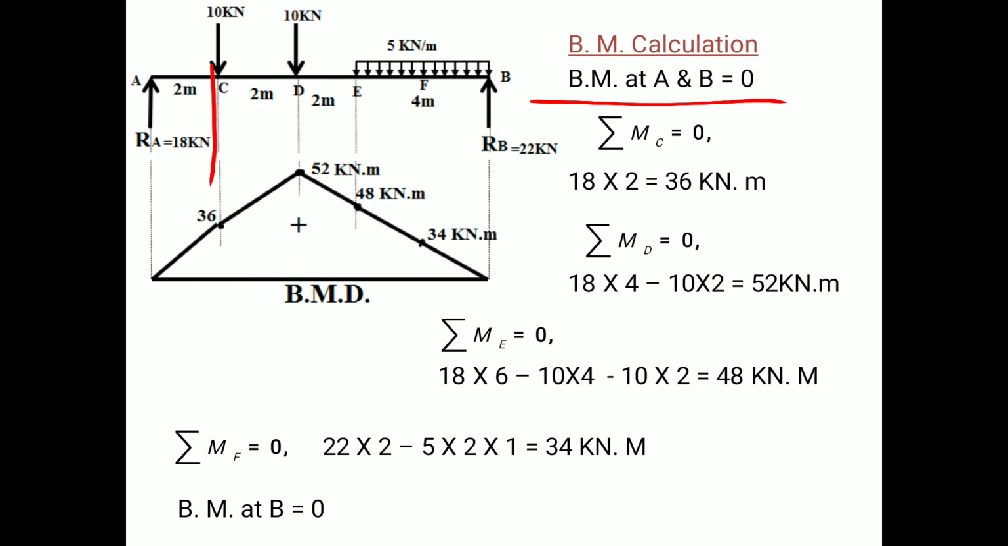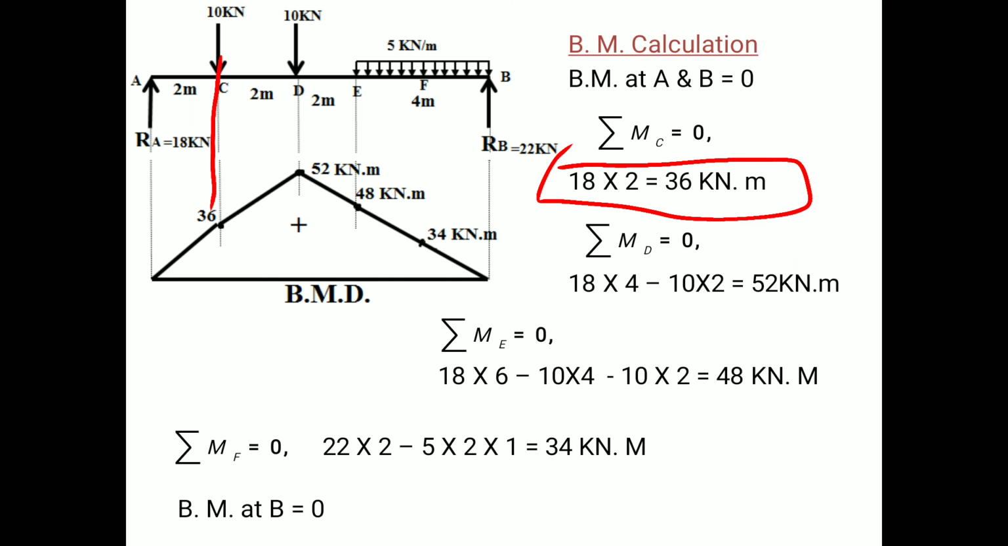Therefore we have the moment at C, summation of moment at C is equal to 0. So if I consider this 18 kilonewton, it will produce a sagging effect, therefore it will be considered as positive. So 18 into perpendicular distance up to C, which is 2, will give you the value of moment at C, 36 kilonewton meter. After that we have to calculate the moment at D.